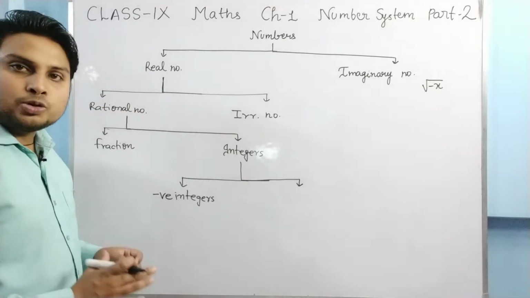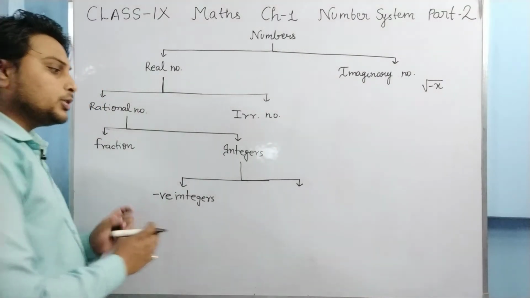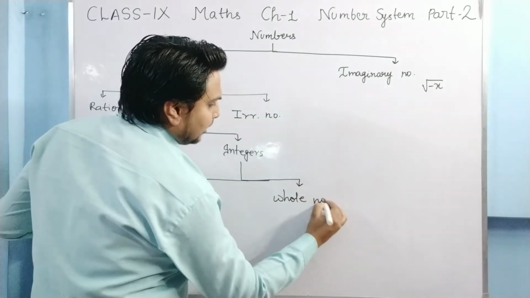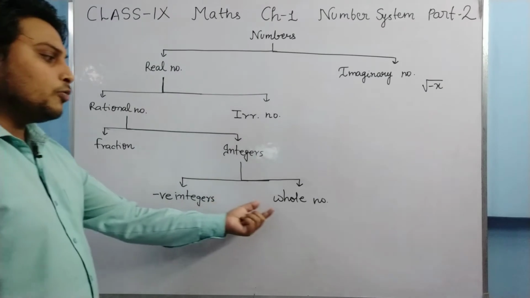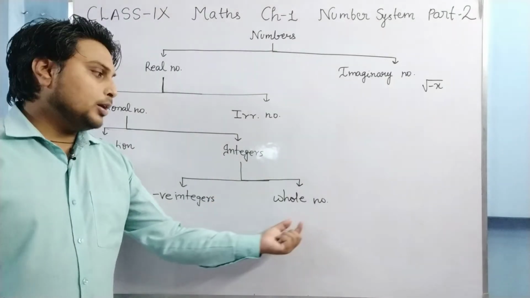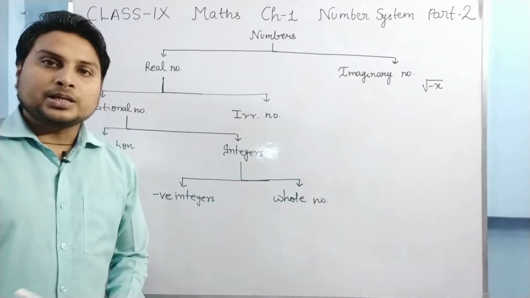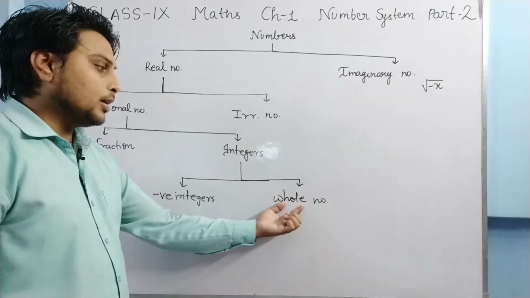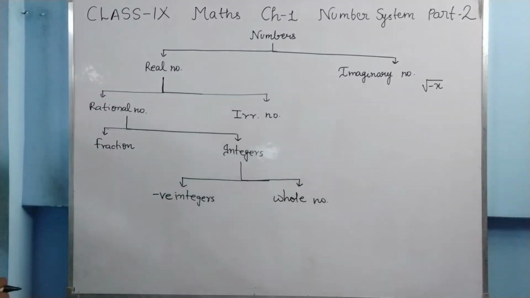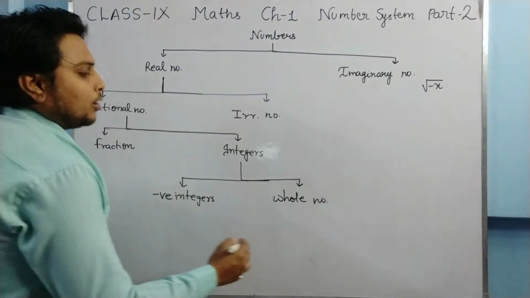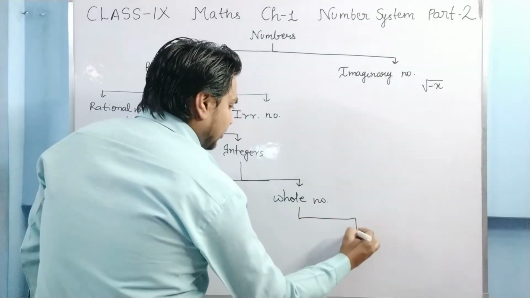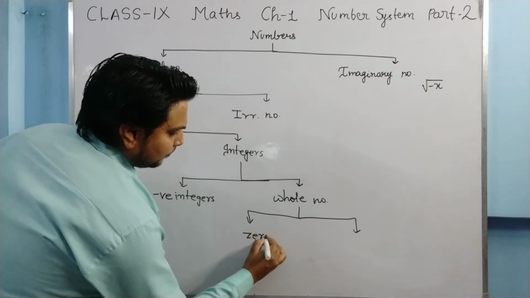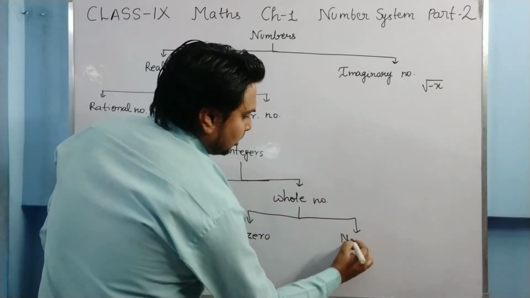So how can we show 0 and positive integers collectively? If we write whole numbers here, it will show 0, 1, 2, 3 and so on till infinity. So we can say that collectively 0 and positive integers can be shown with the set of whole numbers. Now this whole number can again be divided into two parts. The first one is 0, and the second one is natural numbers.